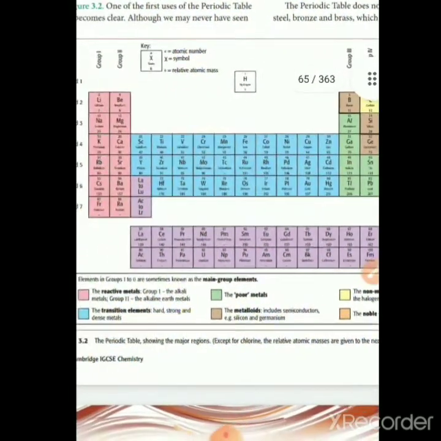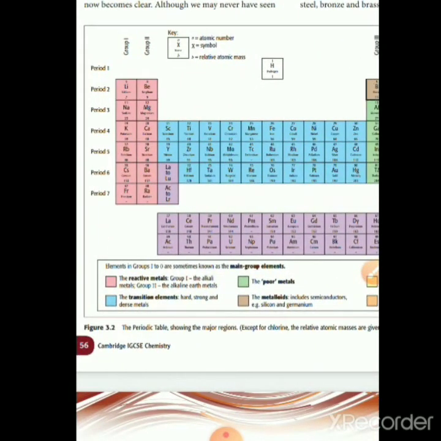Okay. Now here is something which is given as elements in group number 1 to 0, or basically group number 8, which are the noble gases. From metals to noble gases, these are the main group elements. Generally, we study the first group as the alkali metals. They are known best for their reactivity. Group number 2 are the alkaline earth metals. Their reactivity slightly decreases. The transition metals or transition elements are hard, strong, and dense metals.